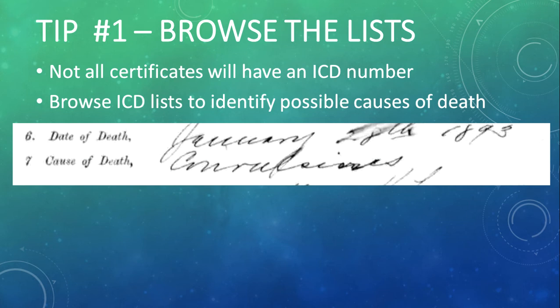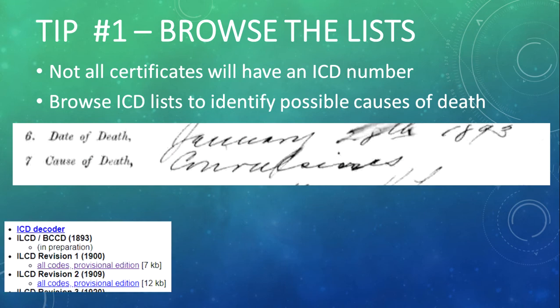The other great thing about these ICD lists is that they can help us identify causes of death even when there isn't an ICD number written next to the cause of death. And what you do is you can browse the list. So, in the case of this death, they died in 1893. Well, as you can see, in 1893, there is no index that I can use. So even though I tell you don't go to the index beyond it, we are in this case.